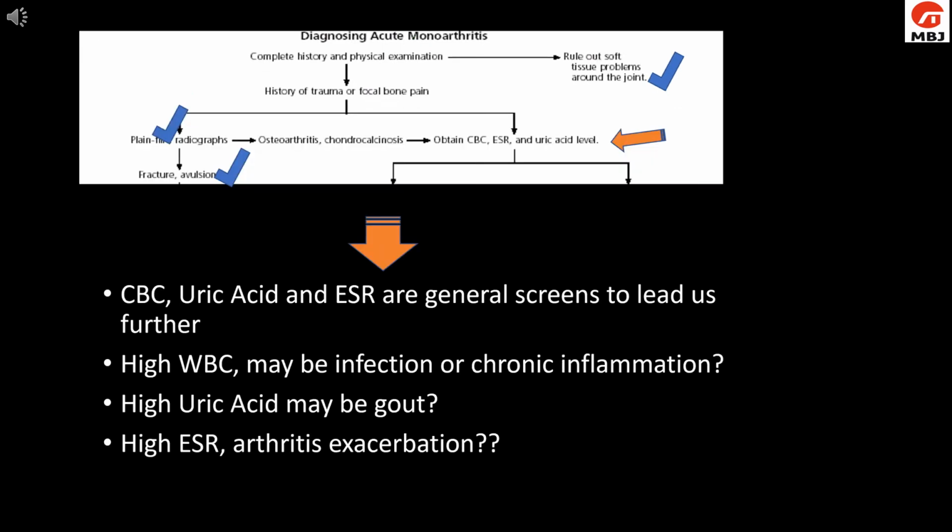You have taken a complete history, have ruled out the soft tissue injuries, have done an X-ray, and the X-ray is normal. Now your blood test investigations are ready. CBC, uric acid, and ESR or general screens lead us further. High WBC may be infection or a chronic inflammation. High uric acid may be gout. High ESR, an arthritis exacerbation, may be a possibility.